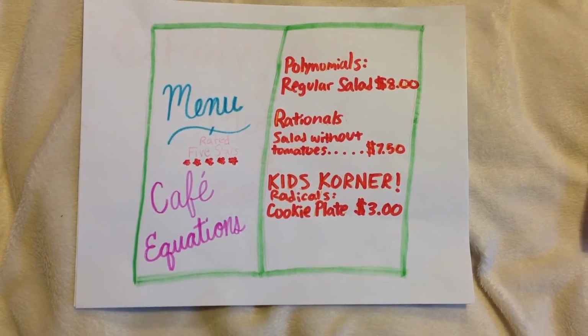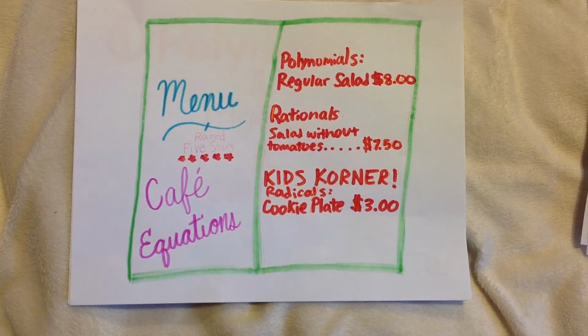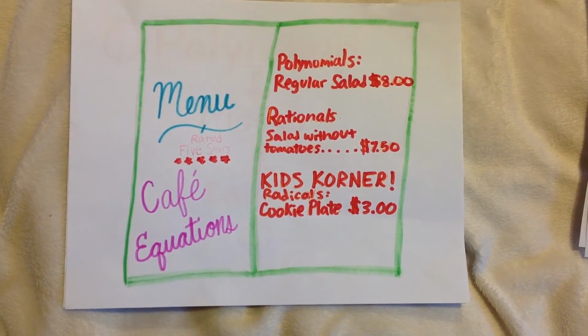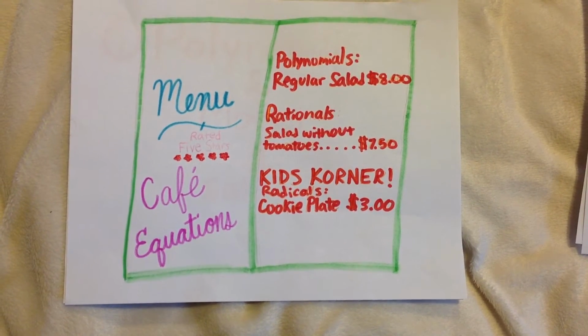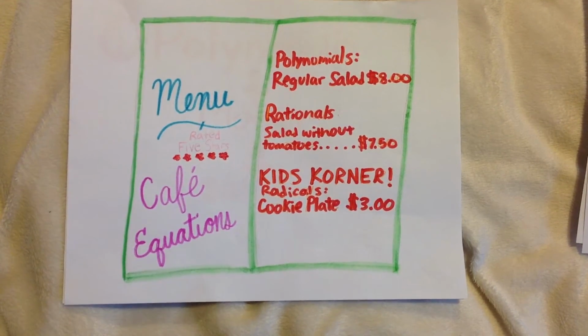Let's go to Cafe Equations. We have polynomials, rationals, and radicals. You'll see what this all means in a second, but it'll help you find the domain.